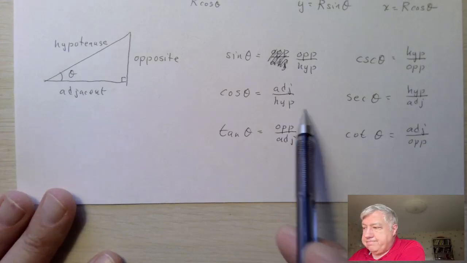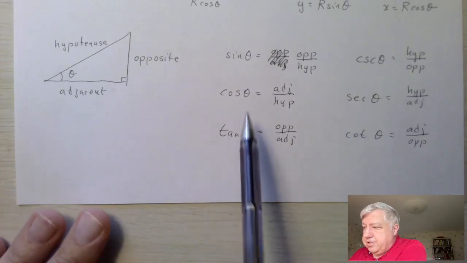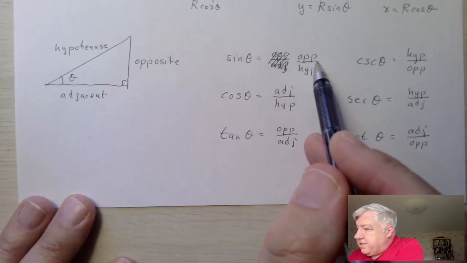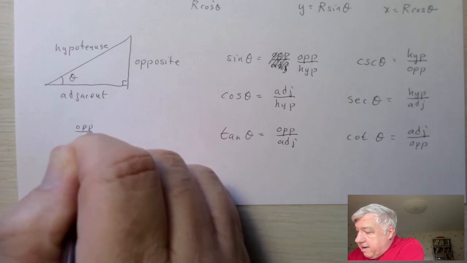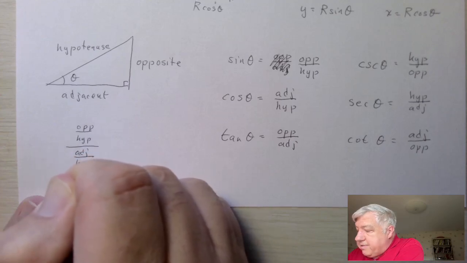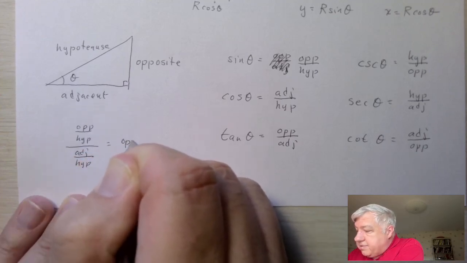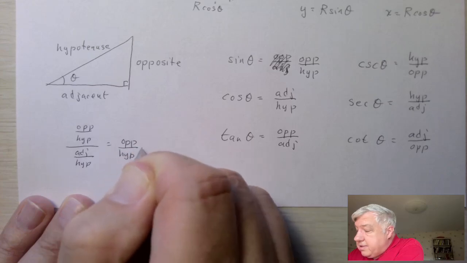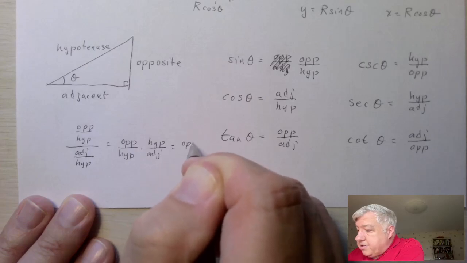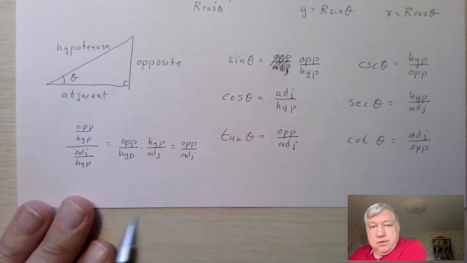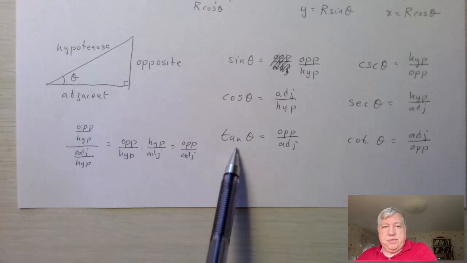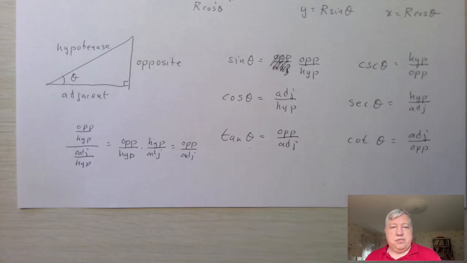Okay. And then because the tangent is the sine divided by the cosine, we can write the opposite divided by the hypotenuse, divided by the adjacent over the hypotenuse, and this is the same thing as the opposite over the hypotenuse times the hypotenuse over the adjacent, and then this is just going to be the opposite over the adjacent. Okay, so because sine theta divided by cosine theta equals this, that's why the tangent of theta is the opposite over the adjacent.